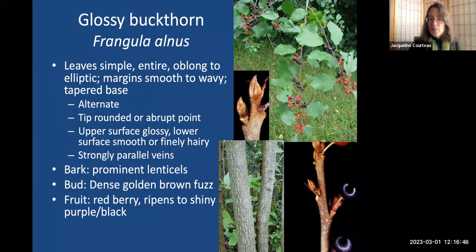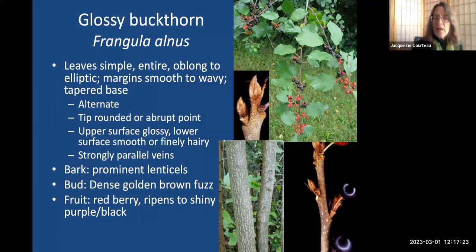Some other things that are really distinctive, of course, are the fruits. They start out greenish a bit and then quickly go to red. And as the season goes on, they ripen to a dark purple or even black, very shiny. And they're axillary rather than terminal, so they're held by the bases of the leaves. The bark has very prominent lenticels, as you can see from the photo here, and they tend to be vertical rather than horizontal, which is a contrast with some other species.